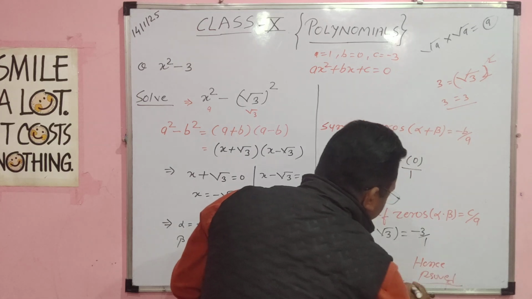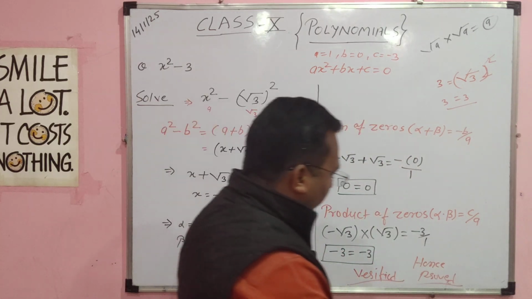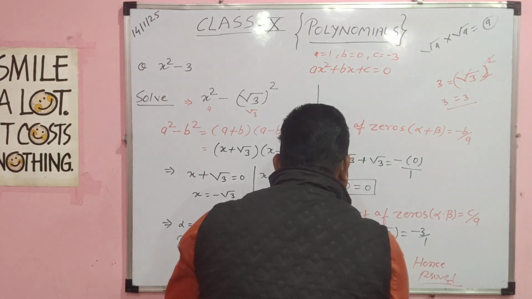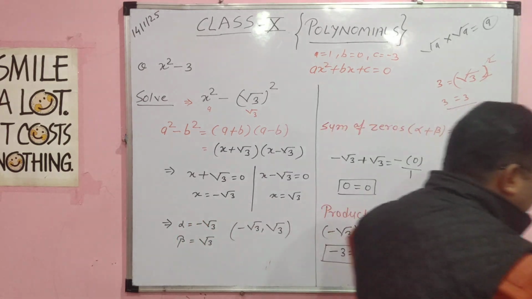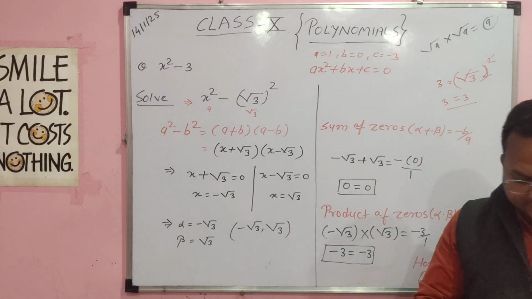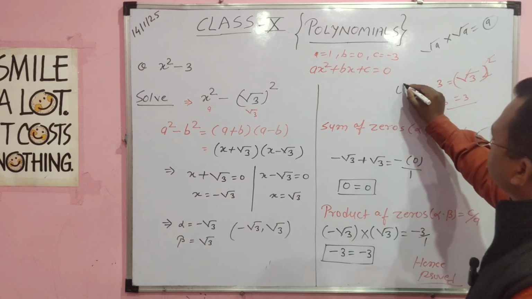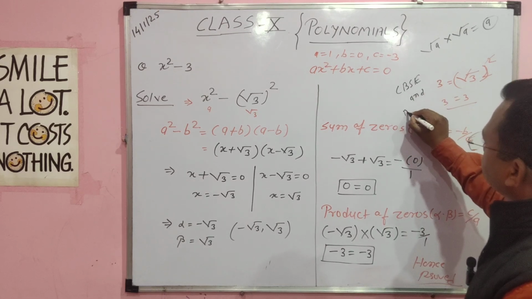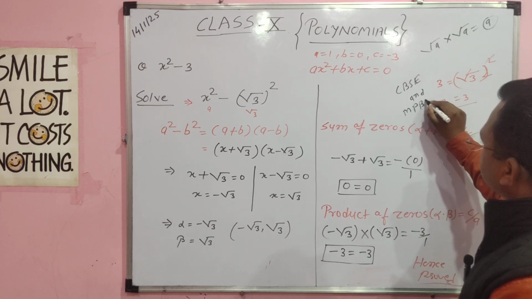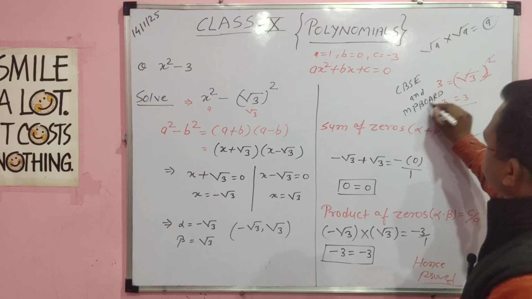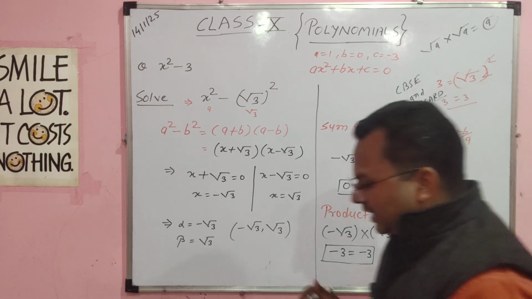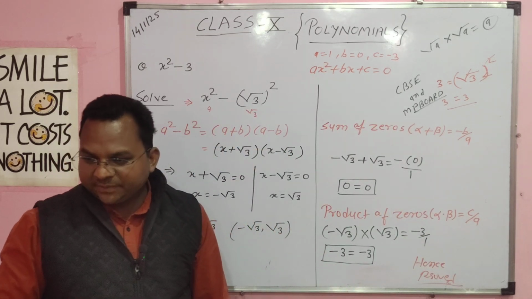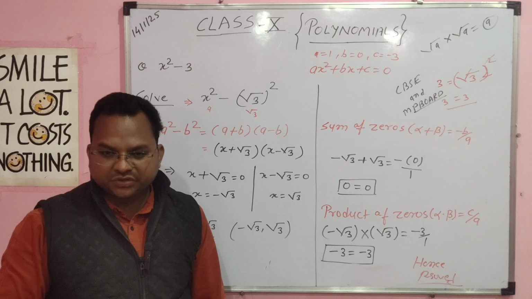Hence proved. So in an exam, two types of questions come in your annual exam. Clear? Understand or not? For CBSE and MP board. Clear? And sum of zeros and product of zeros also come in MCQs. It means multiple choice questions.